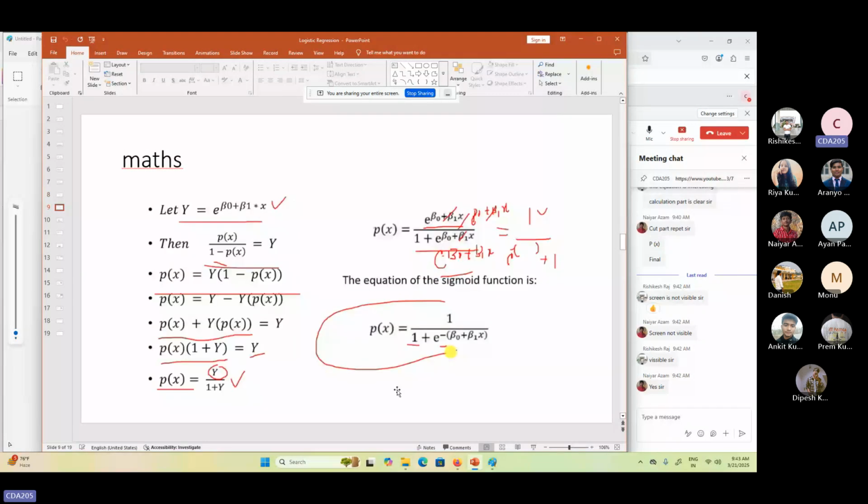Now what happened? We have taken e to the power beta naught plus beta 1 x as capital Y. So px by 1 minus px is equal to capital Y. Then finally we can take the px on one side. So px is equal to Y by 1 plus Y. Now we put the value of Y, that is e to the power beta naught plus beta 1 into x by 1 plus e to the power beta naught plus beta 1 x. Now we divide both the numerator and denominator by the same value, that is e to the power beta naught plus beta 1 into x. Okay, so the numerator will be 1.